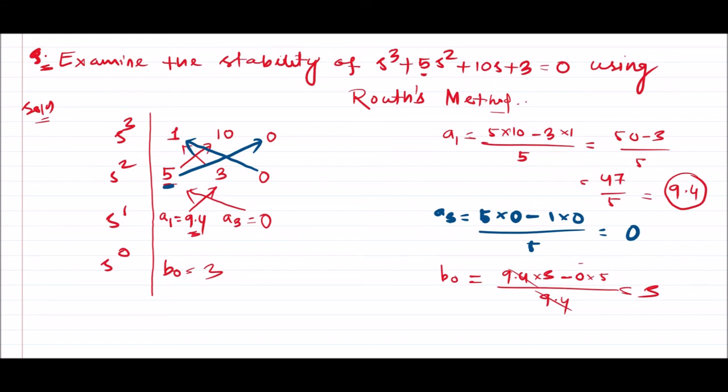Let us see how to examine the stability of this particular characteristic equation. The necessary and sufficient condition for stability according to the Routh's stability criterion is that the first column must have the same sign. As you can see, all the coefficients in the first column have a positive sign. So from here we can conclude that this particular system is completely stable, as there is no change of sign.